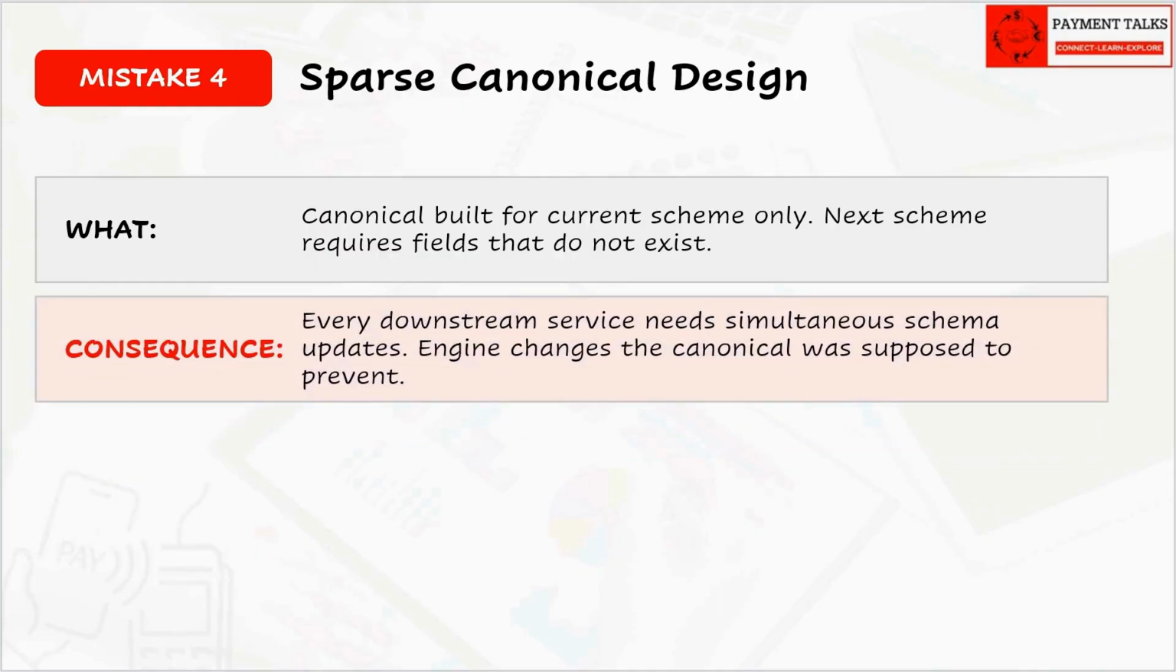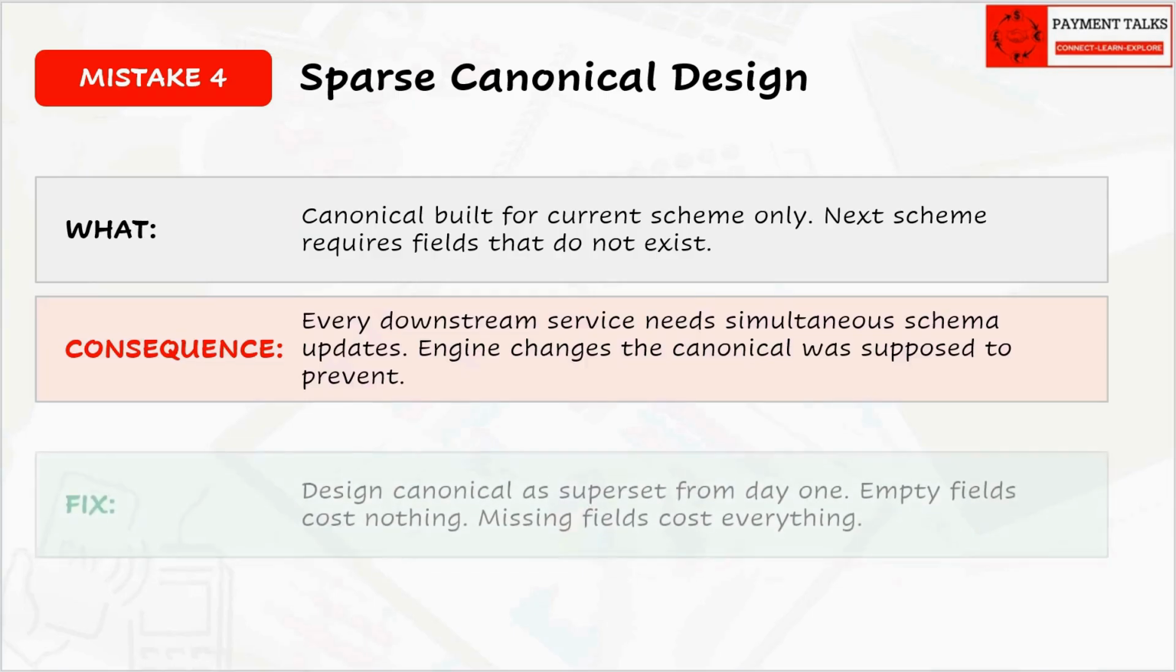SEPA needs fields that do not exist in the canonical. A schema-specific service level field, a different charge bearer structure, a capped remittance field. The only way to add them is a schema migration. A schema migration on a shared canonical structure touches every downstream service simultaneously: compliance, enrichment, routing, posting, audit trail. That is a high-risk, high-cost program of work that the canonical architecture was specifically designed to avoid.